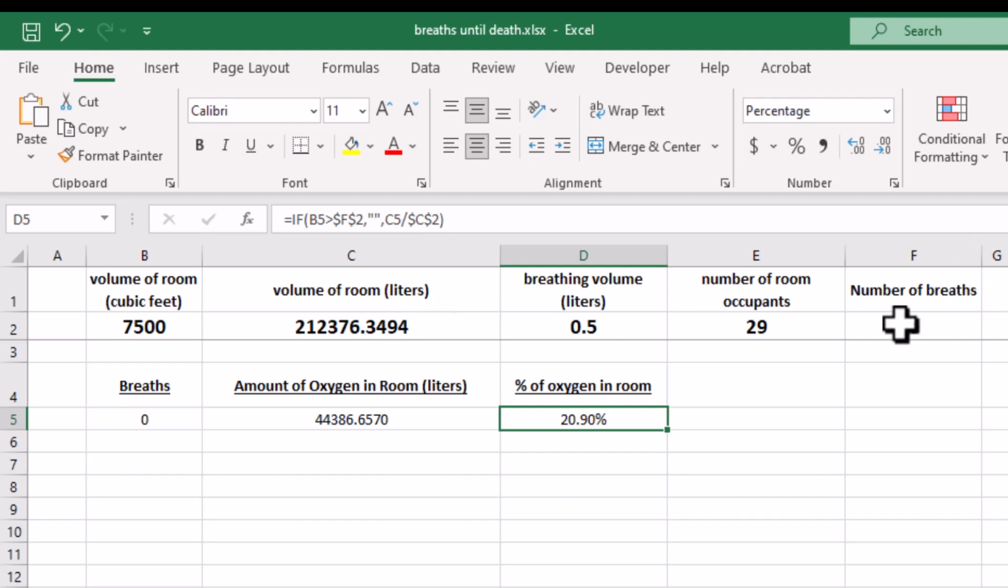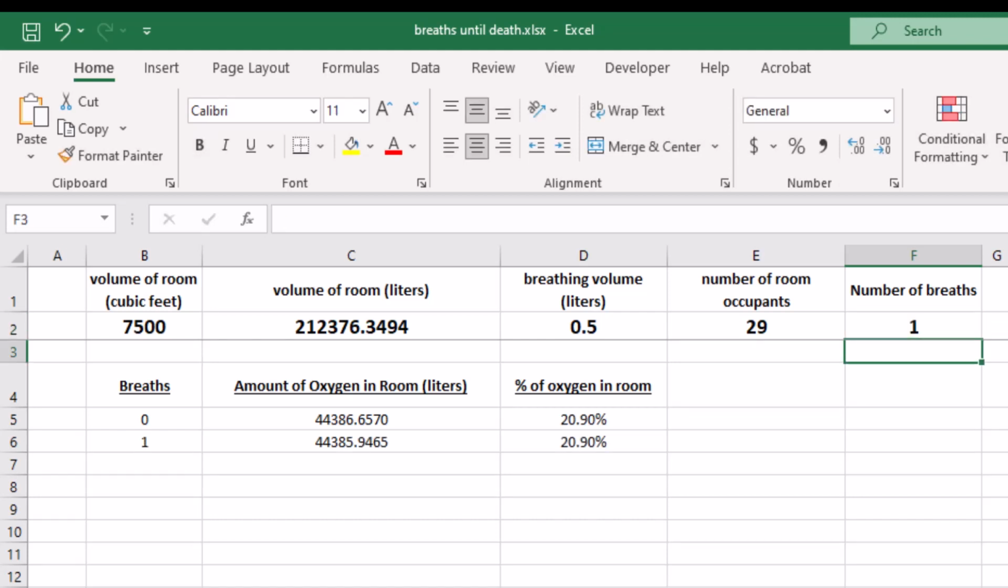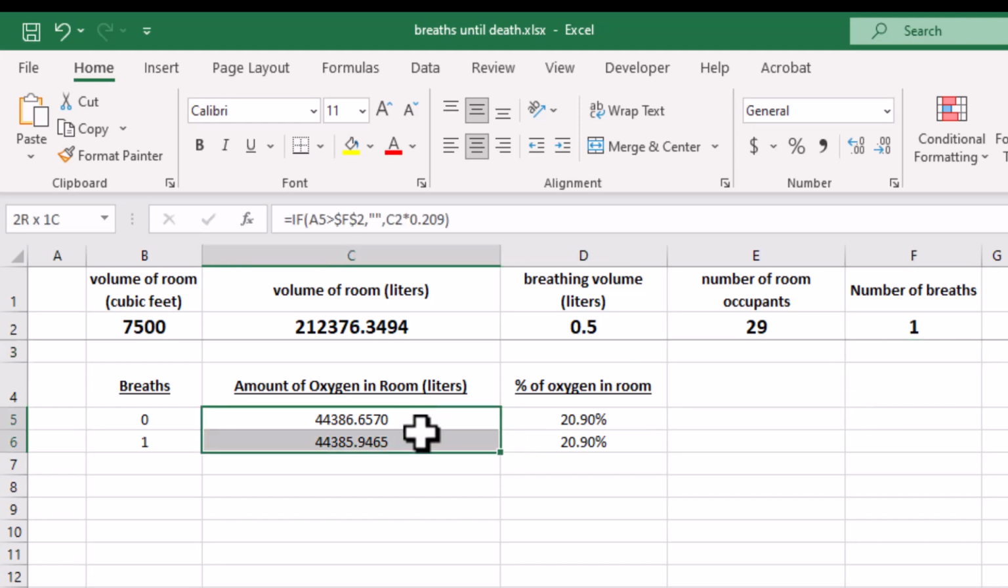All right, let's all take one breath. It does take the spreadsheet a couple seconds. You'll see why as we go through. There's a lot going on in the background here. After we have taken one breath, you can see the oxygen level just changed a little tiny bit. It went from 44,386.657 liters to 44,385.9465 liters. So it went down a little tiny bit, which makes sense. We just breathed some of it.